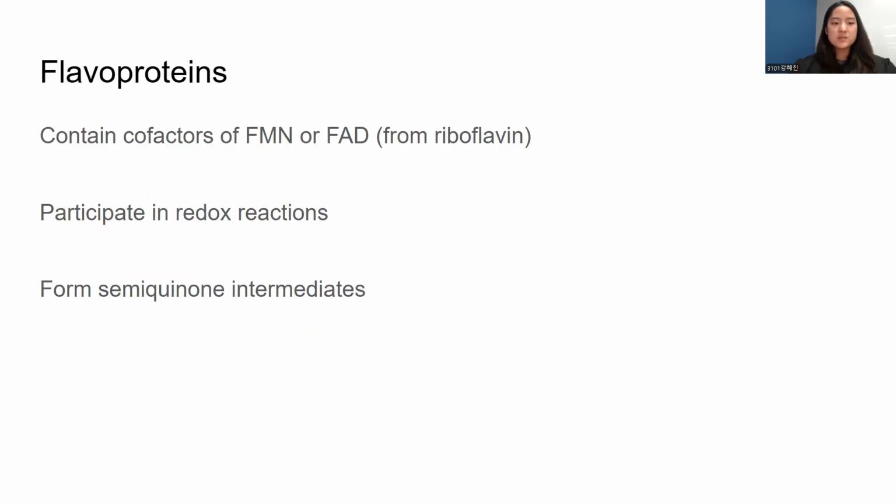Flavoproteins contain special cofactors, FMN or FAD, which originate from riboflavin. They also participate in redox reactions, and during those reactions, they often form intermediates such as semiquinones.